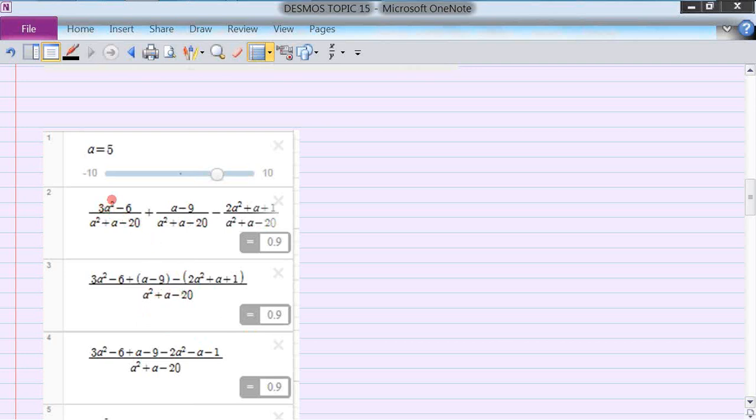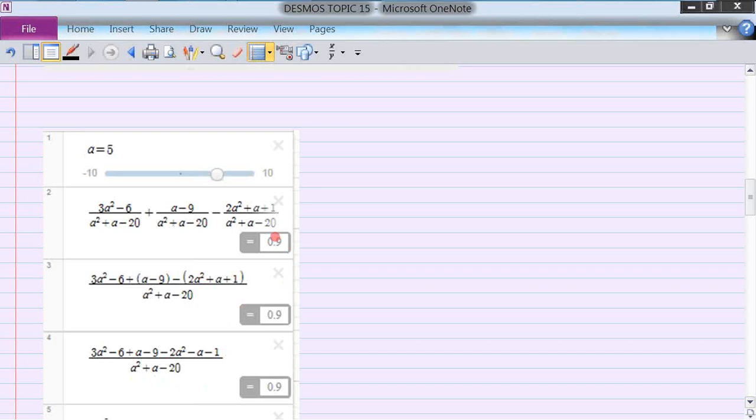Here's the numerator for the first term. I put a bracket around the second term, and I put a bracket around the first. You don't have to. You can go directly to the next line. But here, I've got 3a squared minus 6 plus a minus 9. And because there's an implied minus 1 right here outside the bracket, I get minus 2a squared, minus 1 times plus a gives me minus a, and minus 1 times plus 1 gives me minus 1.